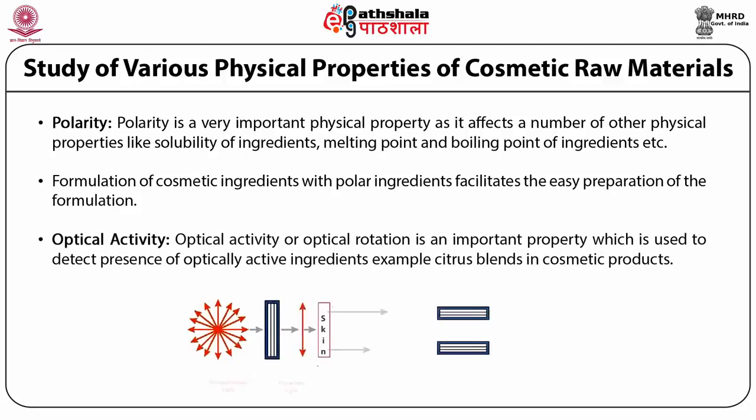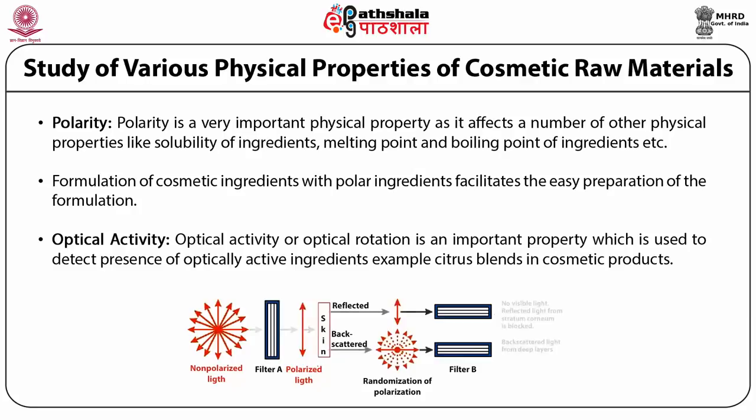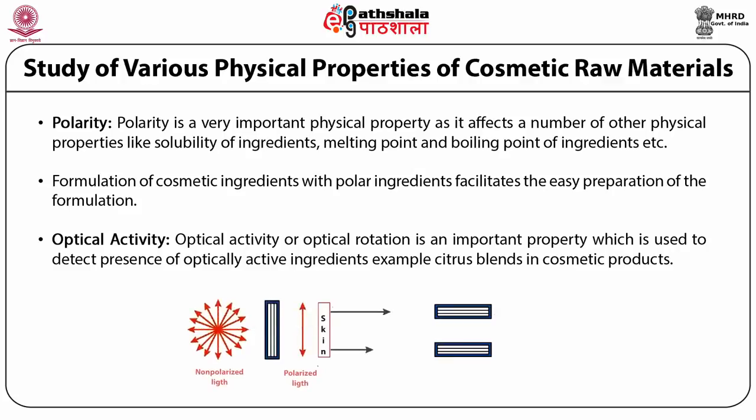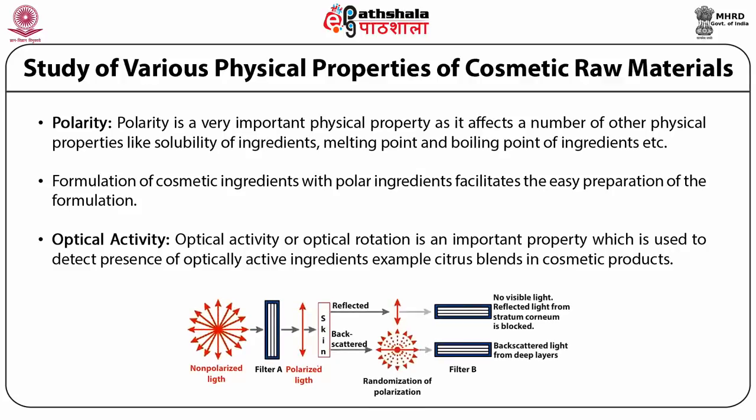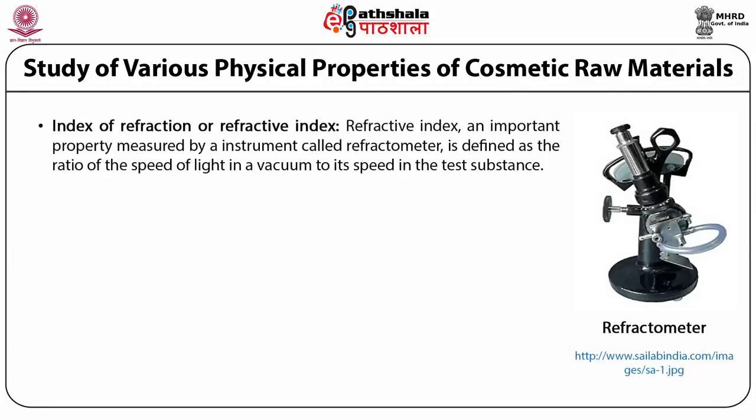Optical activity. Optical activity or optical rotation is an important property which is used to detect presence of optically active ingredients, for example, citrus blends in cosmetic products. Index of refraction or refractive index. Refractive index, an important property measured by an instrument called a refractometer, is defined as the ratio of the speed of light in a vacuum to its speed in the test substance.